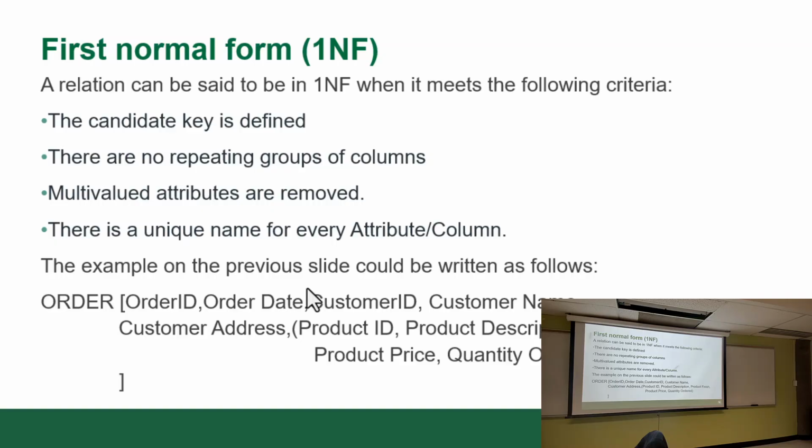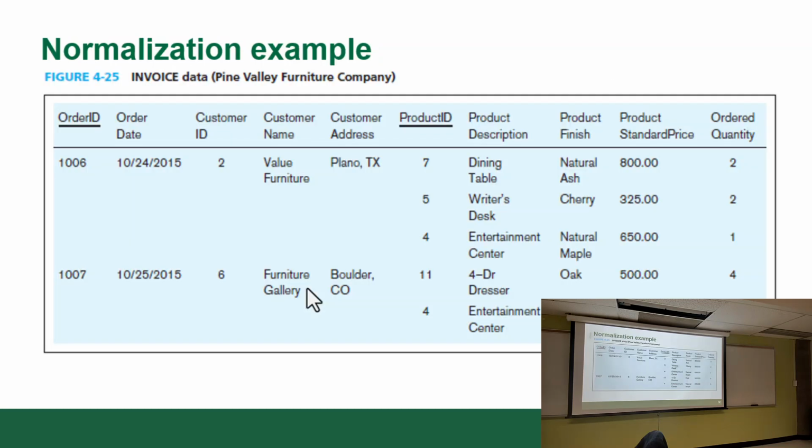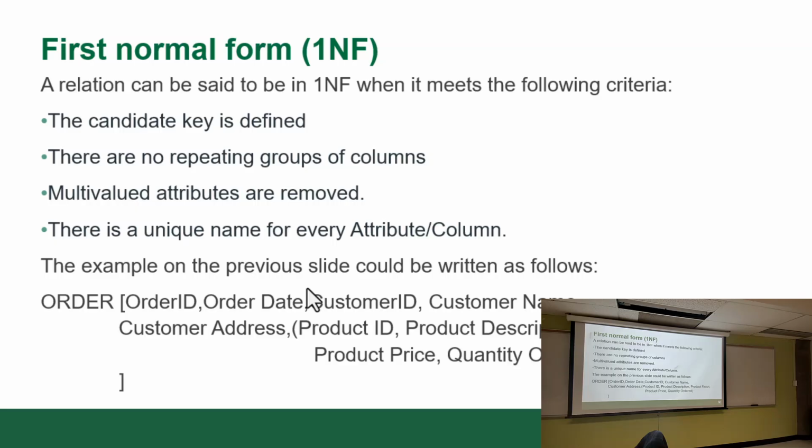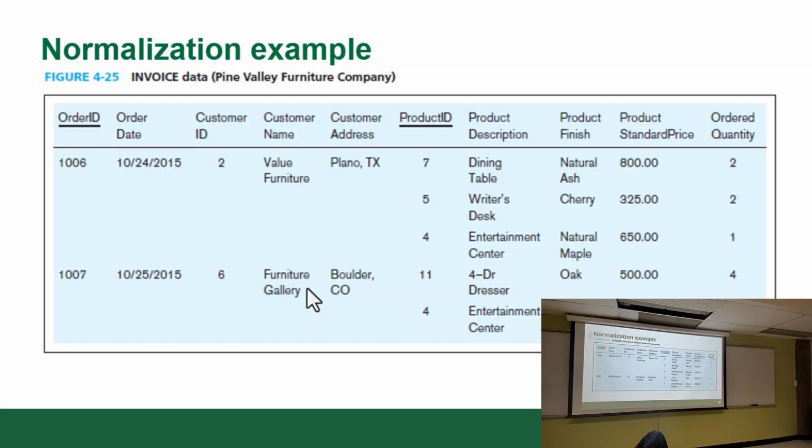So if we were to write this in the normalization syntax, it's right at the bottom of the slide. Order, opening square bracket. That is a bracket, so it's not parentheses or a brace, it's a bracket. Order date, customer ID, customer name, customer address. So if I go back here, here's the first chunk right here. Now you'll notice that there is parentheses in here around product ID, description, finish, price, and quantity ordered. And then our closing repeating columns or repeating group of rows, whichever terminology, it's the same thing.